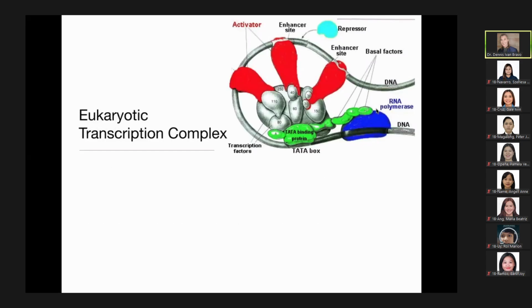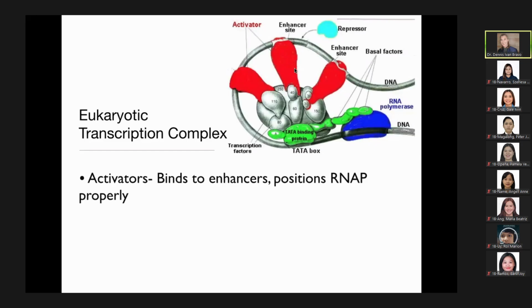As you can see from this illustration as well, the RNA polymerase does not work alone. It requires several other proteins to form the initial eukaryotic transcription complex. What are these other proteins? This would include activators, shown in red. They bind to the enhancer and bring the enhancer close to the transcription site and also help position the RNA polymerase properly. Now, activators can be antagonized by repressors, shown here in blue. As a matter of fact, the interaction between activators and repressors helps regulate transcription.